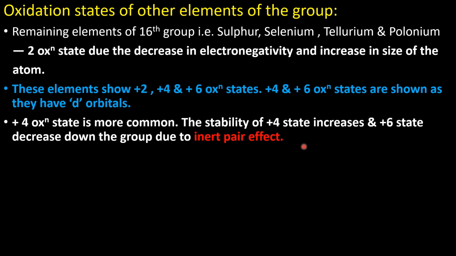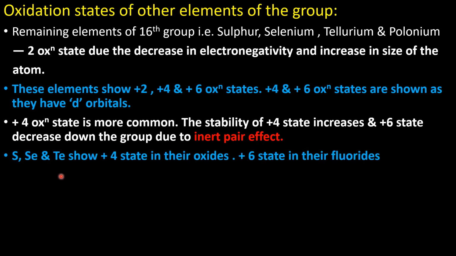What is the inert pair effect? The reluctance of s electrons to take part in bond formation is known as the inert pair effect. Sulfur, selenium, tellurium show +4 oxidation state in their dioxides and +6 oxidation state in the trioxides and hexafluorides. +4 oxidation state is also shown in their tetrafluorides.